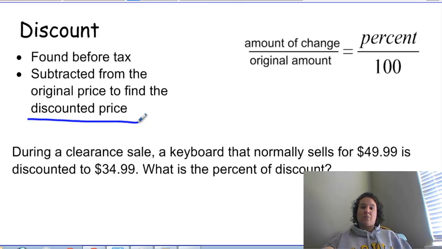Do they want to know the discounted price, how much you're going to spend? Do they want to know the price after tax? In which case, you have to take off the discount, find the tax, add the tax on. So be careful when you look at these and just make sure you're reading the problem carefully.